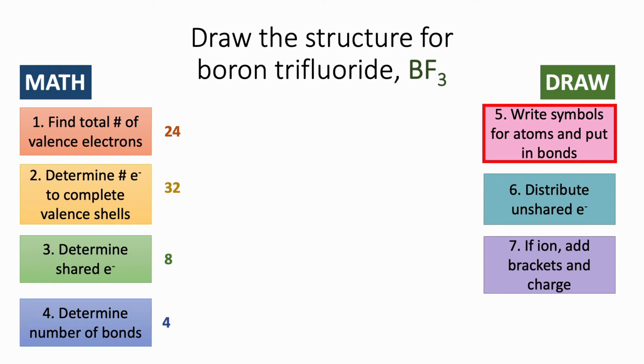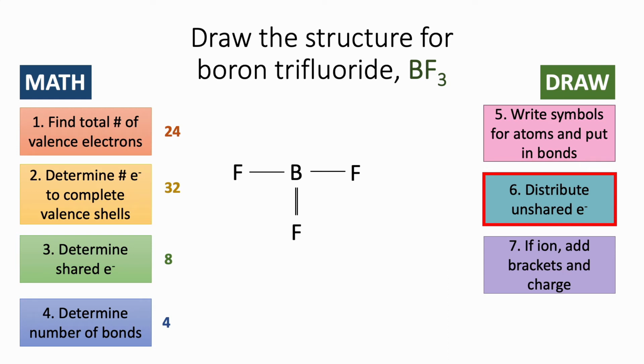So let's go ahead and draw. Here's our boron. Here are the 3 fluorines. And now let's put in our bonds. 1, 2, 3. Everything has to have at least 1 bond between it. Now we need a 4th bond. And so that's going to have to go between a boron and one of the fluorines. And I'm just going to pick this one randomly.